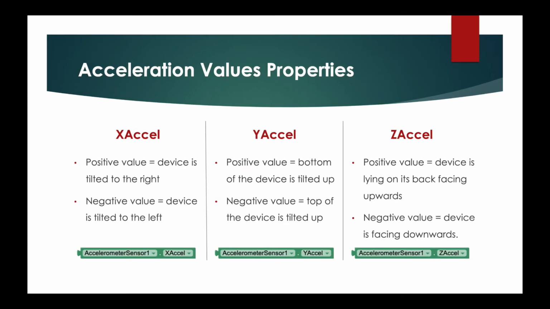The accelerometer sensor also has properties that return the acceleration values, the x-axis, y-axis, and z-axis. The x-axis property has a positive value when tilted to the right and a negative value when tilted to the left. The y-axis property has a positive value when the bottom of the device is tilted up and a negative value when the top of the device is tilted up. The z-axis property has a positive value when the device is lying on its back facing upwards and a negative value when the device is facing downwards.